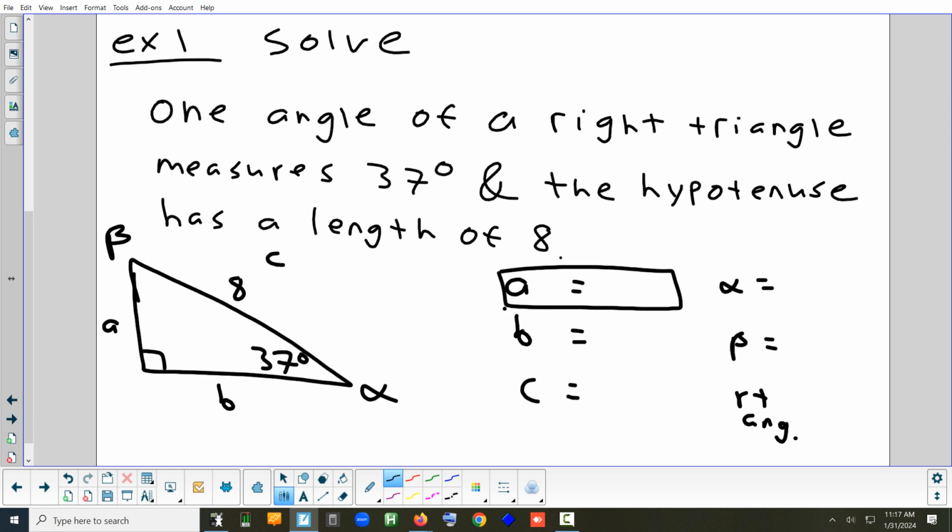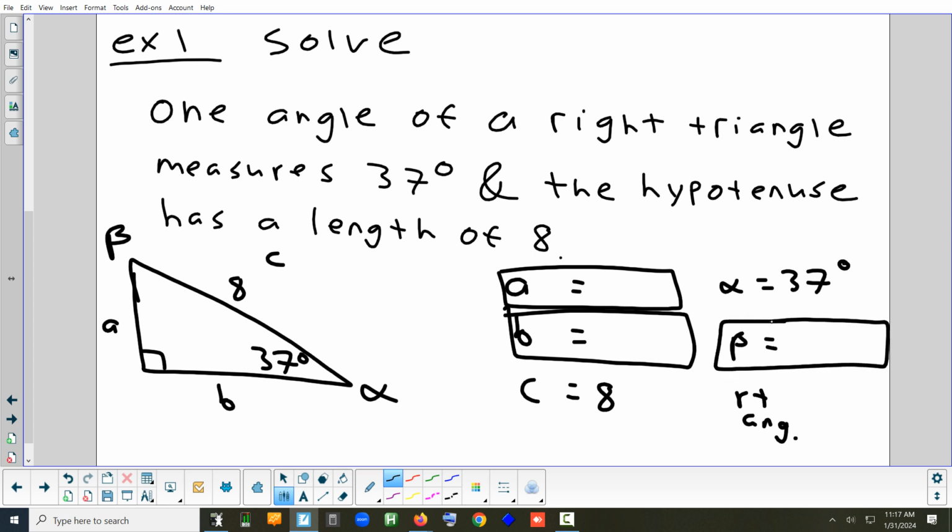No. No B. Okay, do we know C? Yep, C was given. Okay, do we know alpha? Yeah, alpha is 37 degrees. And we don't know beta. Beta wasn't given to us. And then there's the right angle.